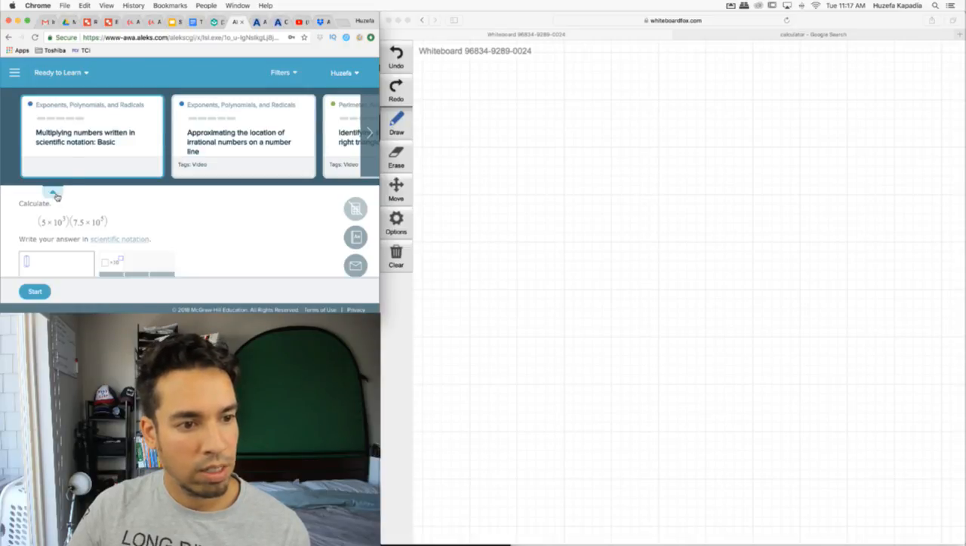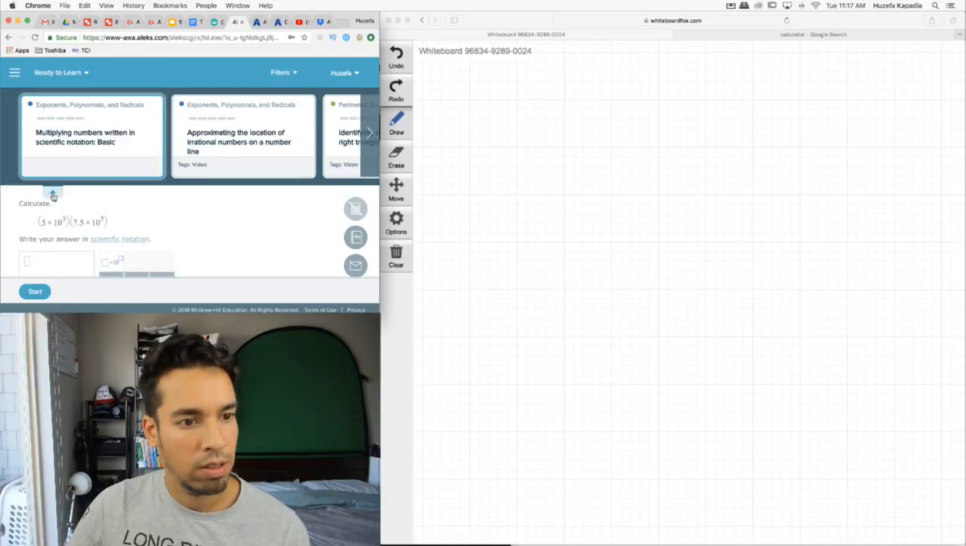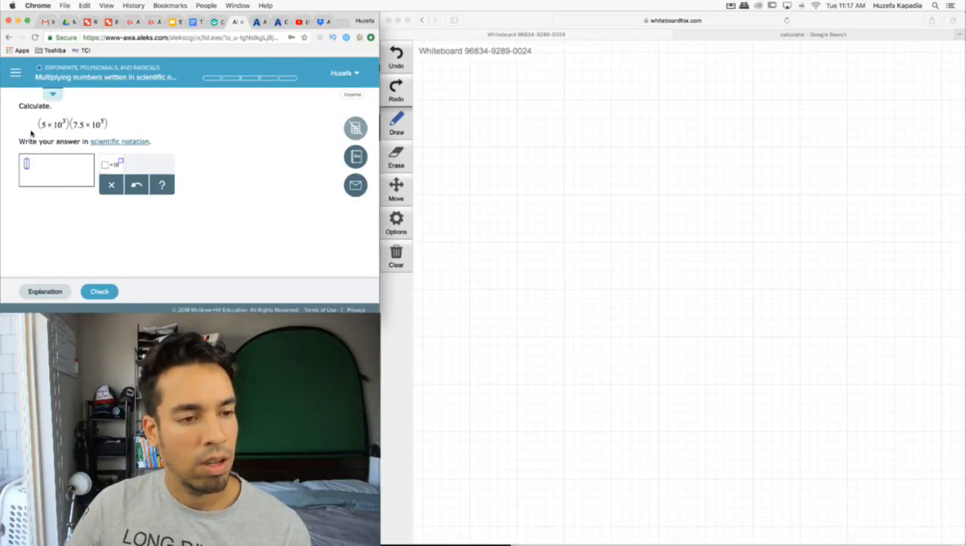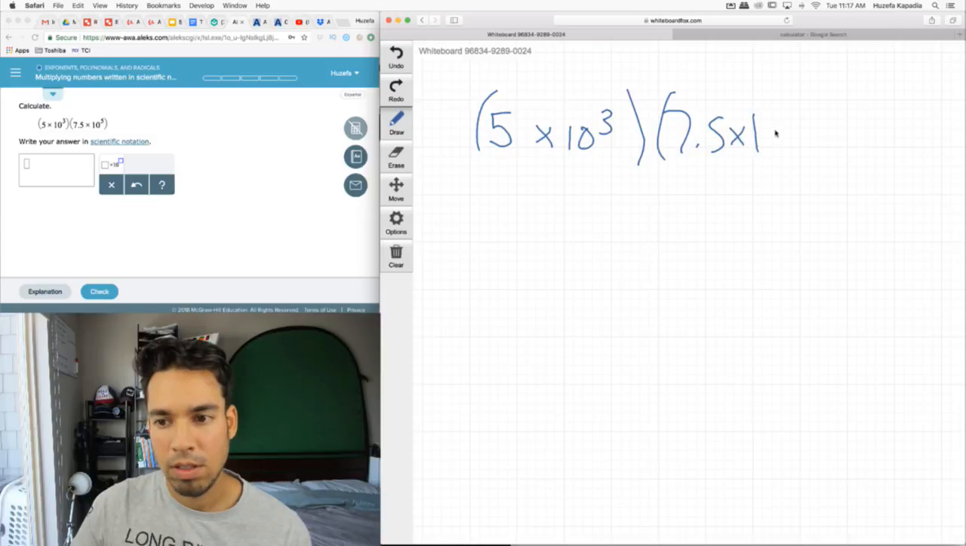Multiplying numbers written in scientific notation, basic. So now it's a little more interesting. Now with multiplication, it's a little bit more interesting. We have 5 times 10 to the 3rd, and then times 7.5 times 10 to the 5th.